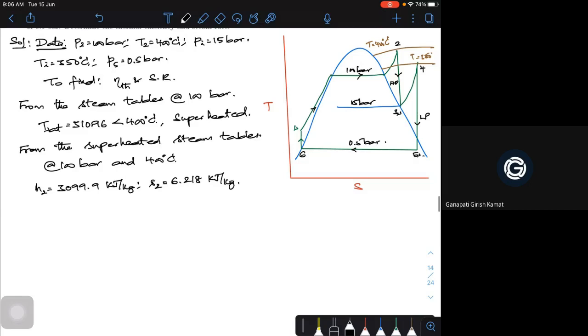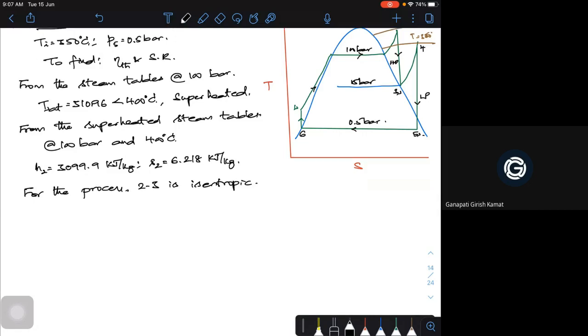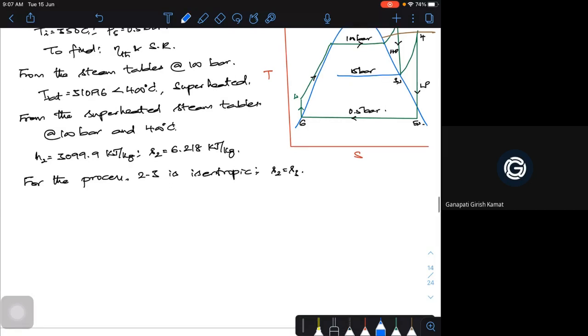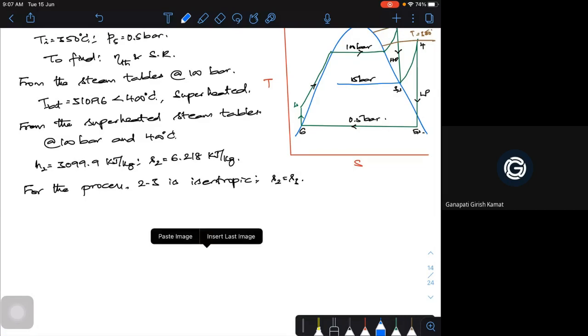So the process between 2 to 3: the process 2 to 3 is isentropic. So for that condition, your entropy at 2 is equal to entropy at 3. Now what is the intermediate pressure? It is 15 bar. Now go to steam tables.